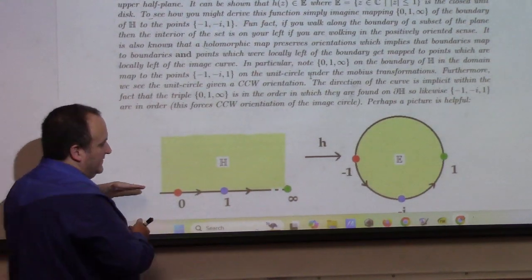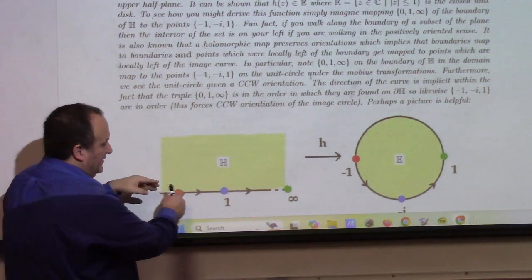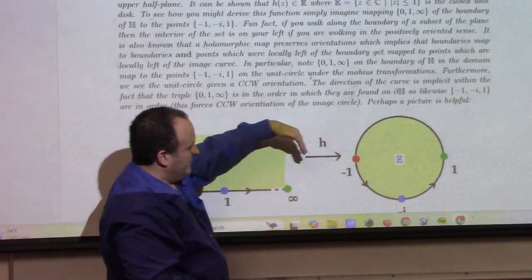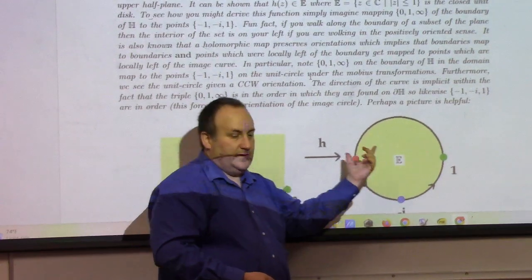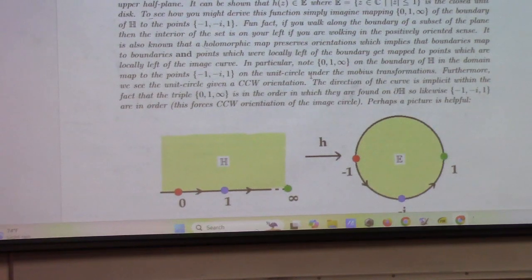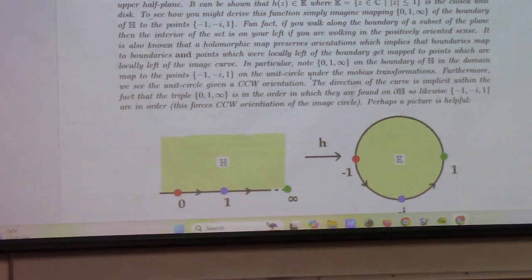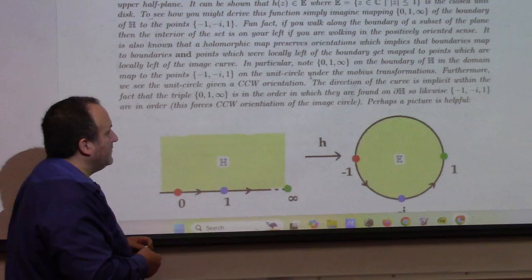So if this is the orientation, that puts the upper half plane on the left if you're a little dude walking along, right? And likewise, that puts the interior of the disk on the left over here. Since it's a complex differentiable map with a positive determinant Jacobian, it maps the interior to the interior of shapes. So that's the map.